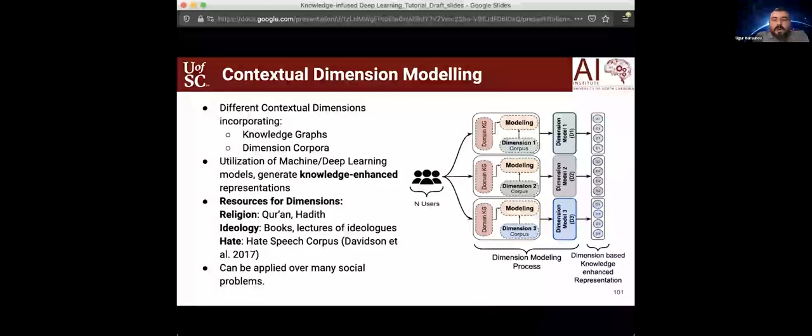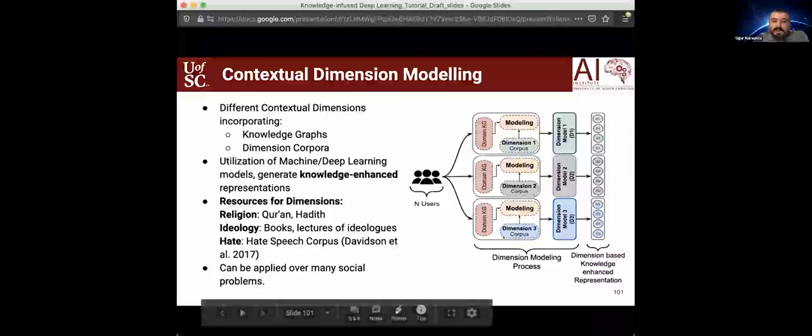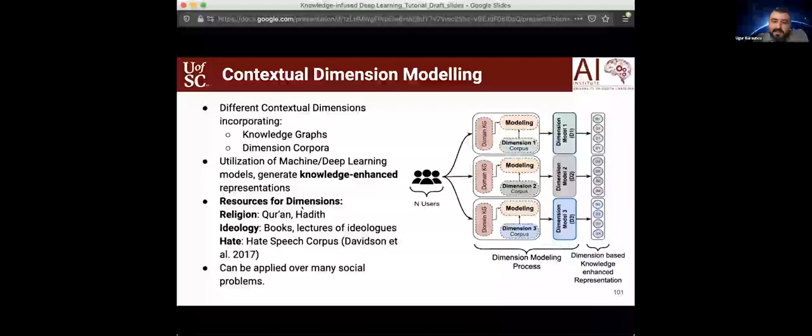All right, so our approach here is creating contextual dimensions for the content, and we can use both knowledge graphs or corpora for each of the models. In this one, we are using three dimensions, and for each dimension we are using different resources. So as I said before: religion, ideology, and hate.